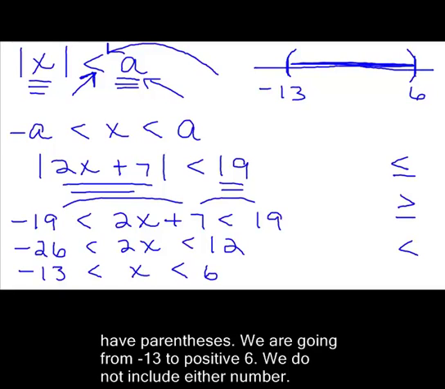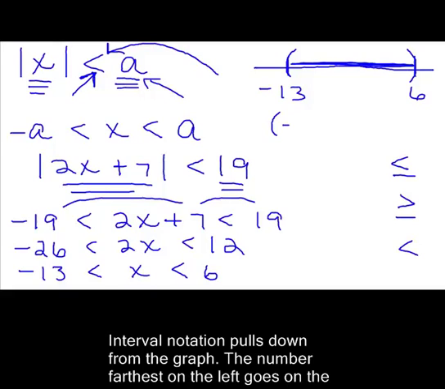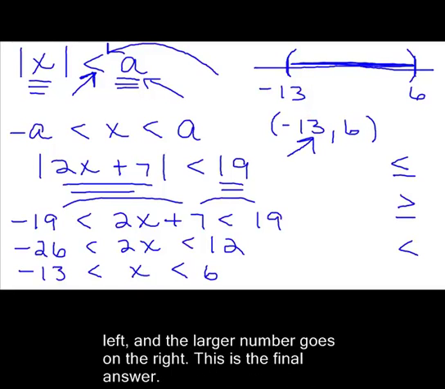And once you get it on the graph, your interval notation just pulls down from that. So the number that's furthest to the left goes here. Sometimes it can be an infinity symbol. The number furthest to the right goes here. On your graph, if I have parentheses, I put parentheses around it. If I have brackets, I put brackets around it. So this would be the final answer to this problem.